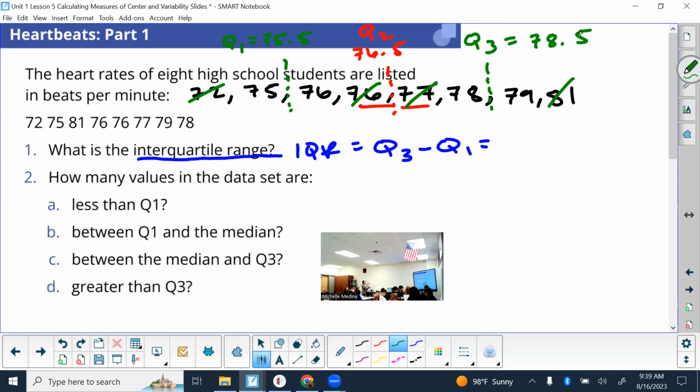So now when we're finding our interquartile range, it is 78.5 minus 75.5. So that means the correct answer is what? What's my IQR? Yes, 3. I was hoping to get more of a response. So what's my IQR, class? 3, because it's Q3 minus Q1. We just identified them, so subtract them.